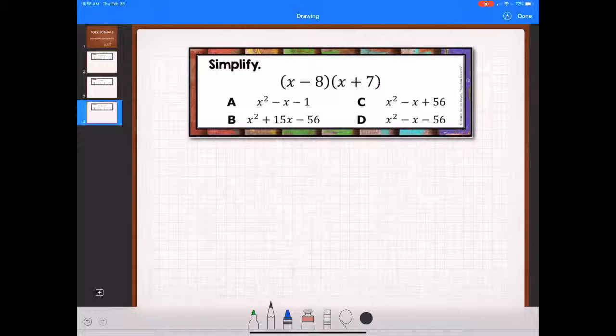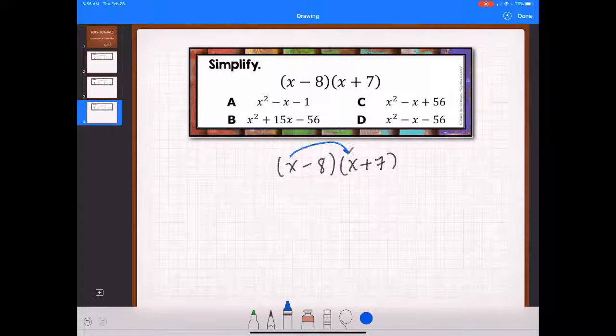All right, one more. You really have to be careful with the signs when you're doing this. So x minus 8 times x plus 7. All right, x times x gives you x squared. x times positive 7 is positive 7x.